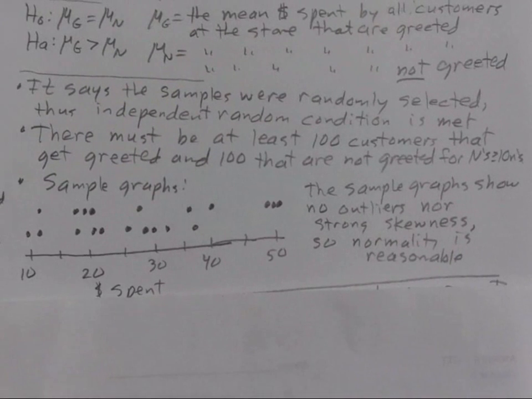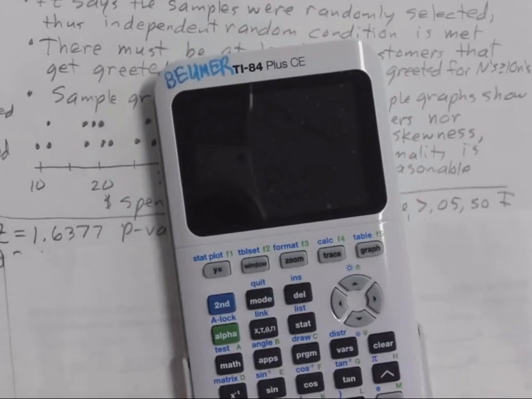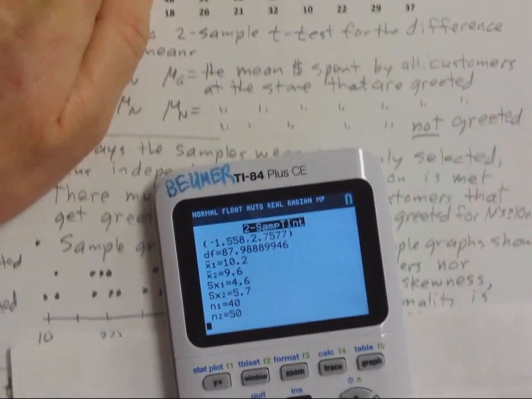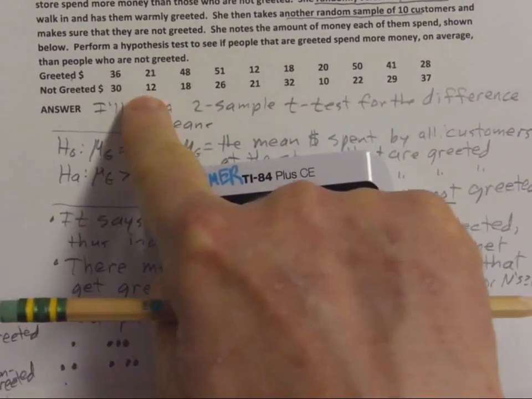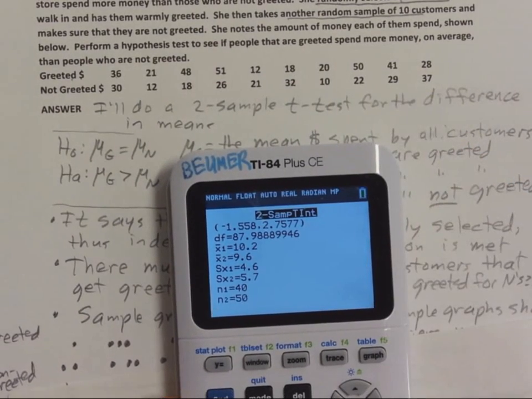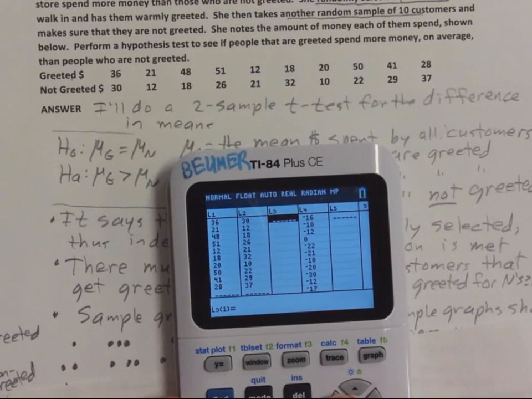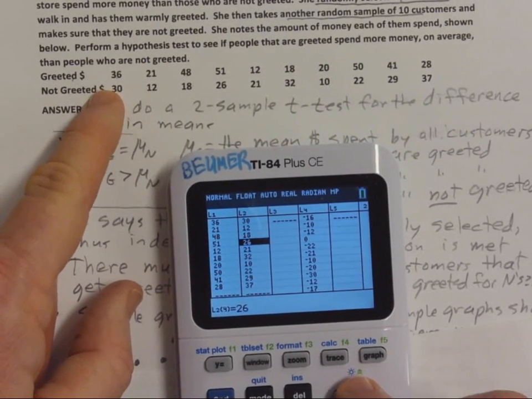That's the same thing we've had in the last chapter. This is identical, in fact, to what we had in the last chapter. So in regards to our mechanics, let me show you how to do that. What you're going to do is get your test statistic, p-value, and degrees of freedom. I've given the data. I'm going to enter these in two lists, just like what we did in the last chapter. Stat, edit, and in list 1 and 2, that's what I've done. In list 1, I put the greeted amounts, and in list 2, I put the non-greeted amounts.